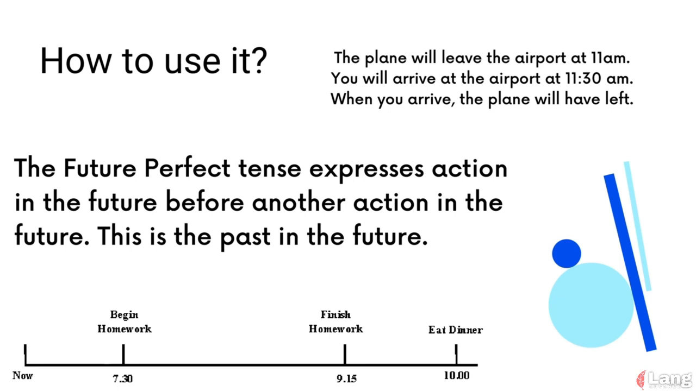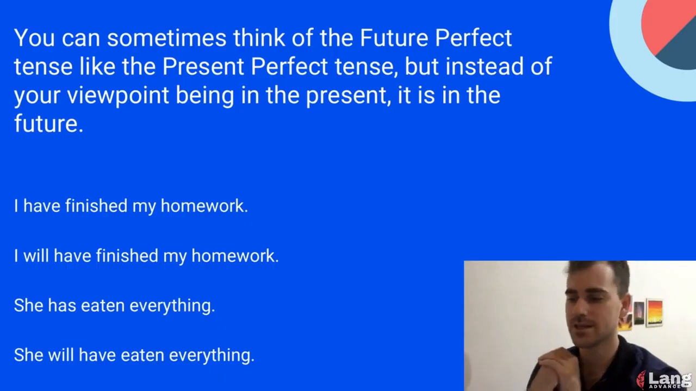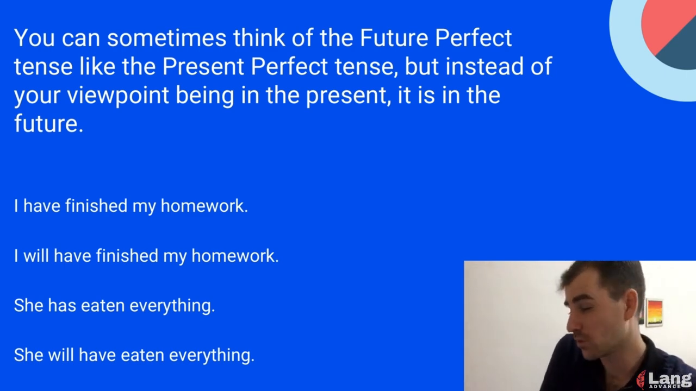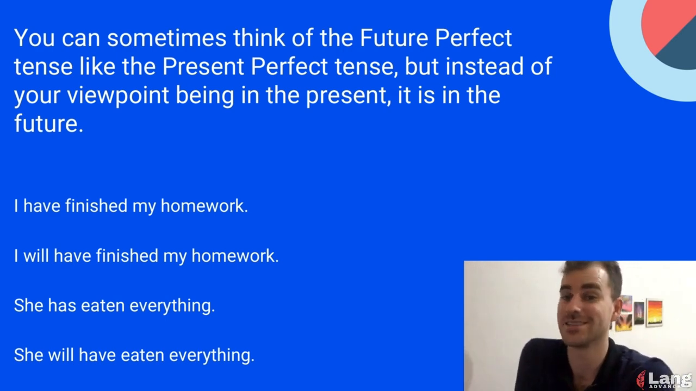Look at the information at the top right corner. First, the plane will leave the airport at 11 a.m. And then you will arrive at the airport at 11:30 a.m. So we can say, when you arrive, the plane will have left. You can sometimes think of the future perfect tense like the present perfect tense, but instead of your viewpoint being in the present, it is in the future.